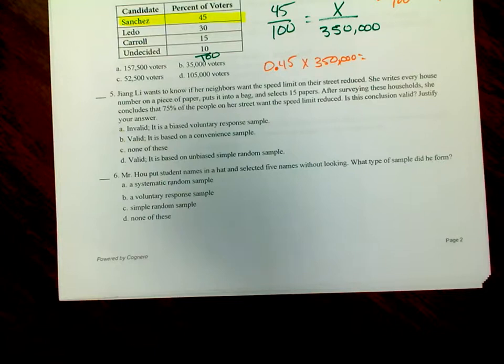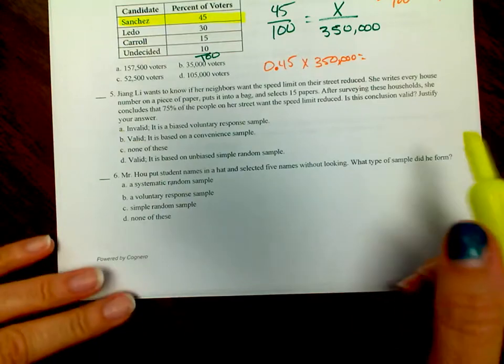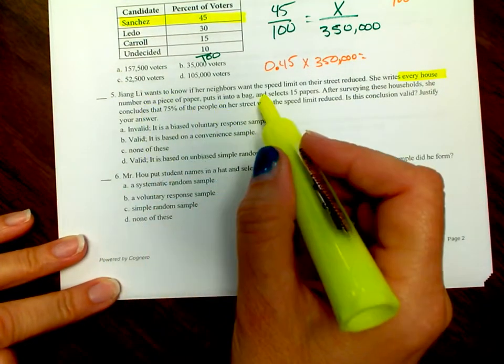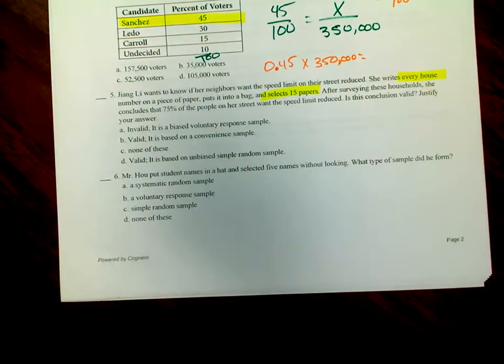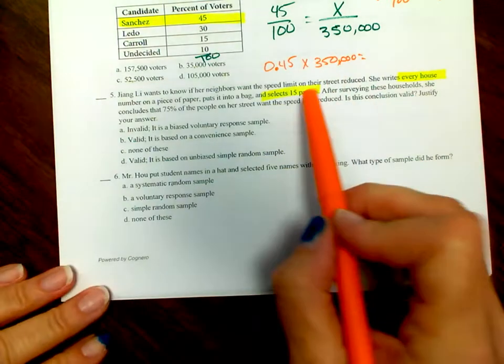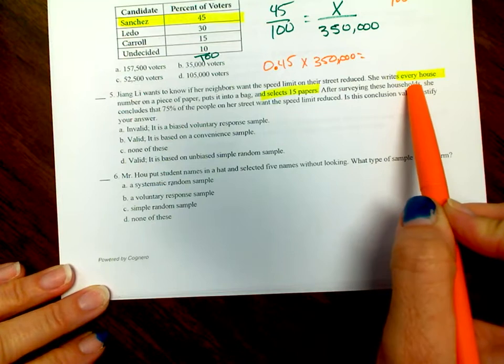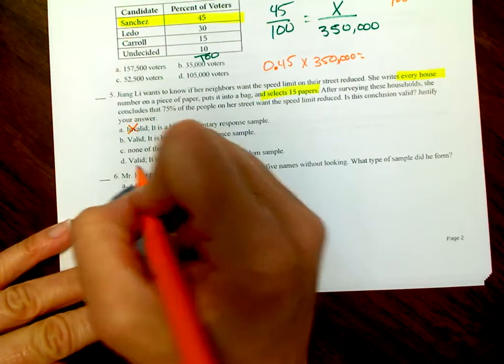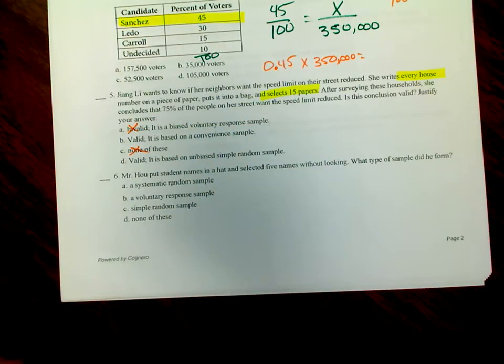Okay, it was random. She put every house on a piece of paper. She puts it into a bag, and then she selects 15 papers. I'm assuming at random. So everything seems pretty legit. And then once she selects these, she surveys those households. So I believe it's valid because nothing really said that it was not valid. She didn't play favoritism to anything.